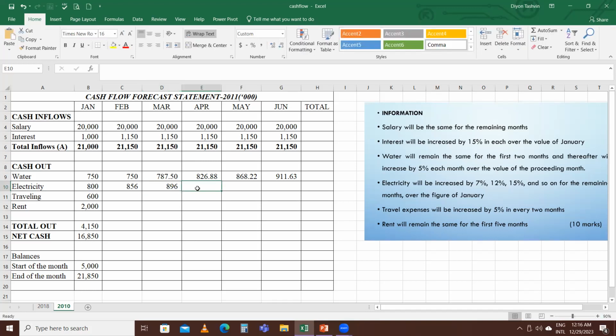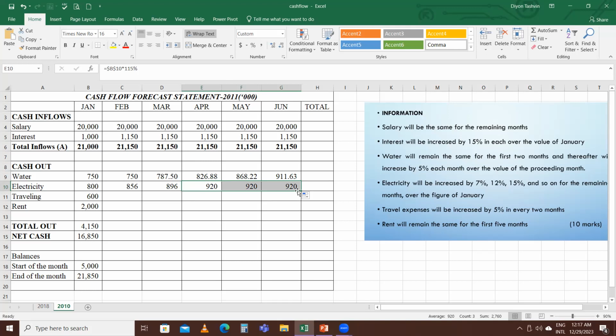So in this one also, we have to multiply the January figure by 115%. Then this value will remain over the period of time. Therefore, I'm going to fix this cell. Then I'm going to drag it up to the end of June.